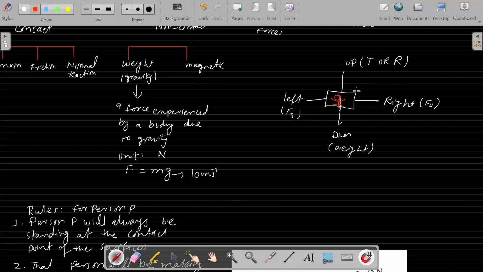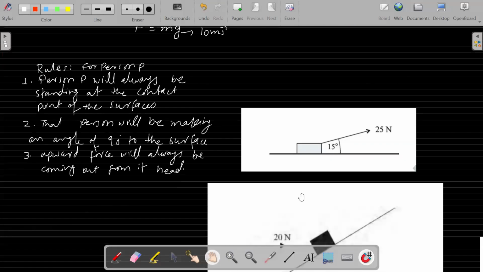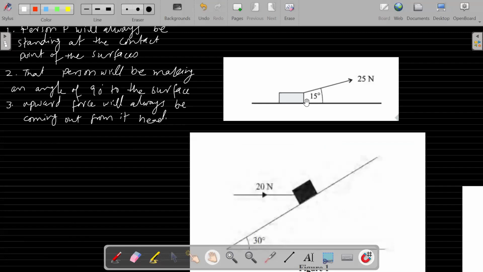Now, next thing, which is very important. If this is my upward force, it was a horizontal plane. If we are choosing our person P on a horizontal plane, then this is the pattern, this is the criteria. And here we are going to consider weight as a downward force, and rightward force will be forward force, and left force will be frictional force, and upward force can be tension or a normal reaction. Okay, but if we change the scenario, like an inclined plane or this, then what are we going to do?